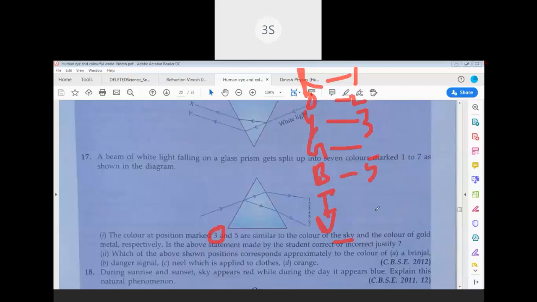I think it is indigo, because indigo means Neil, that is darker than blue. Yes, sir, I think darker. It is blue only. Okay. You can say C as 5. Okay, sir.